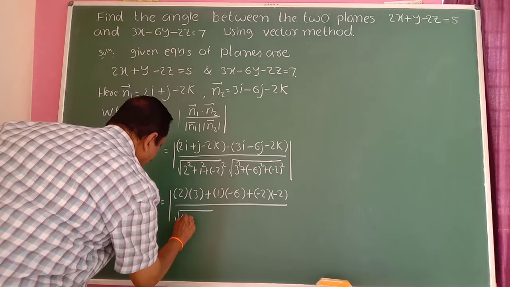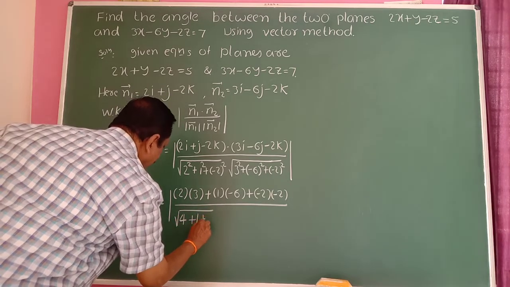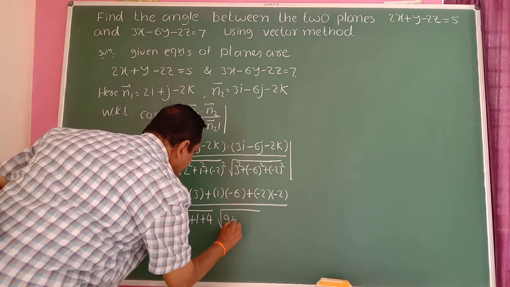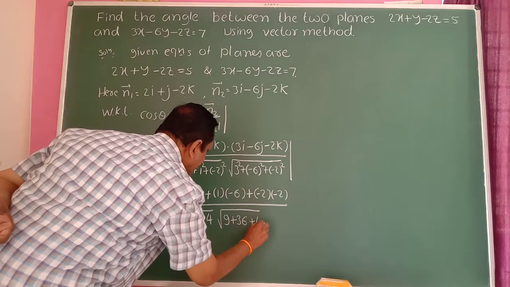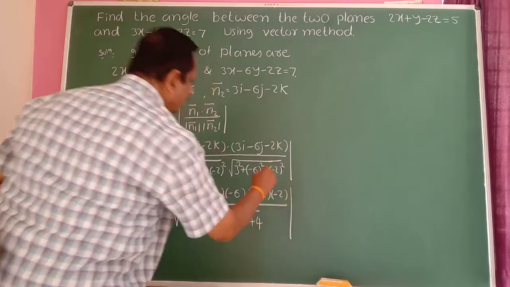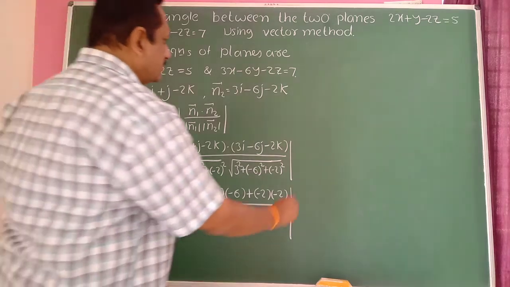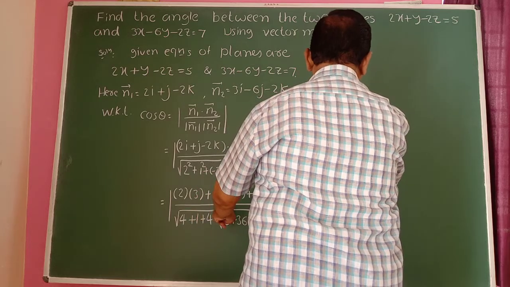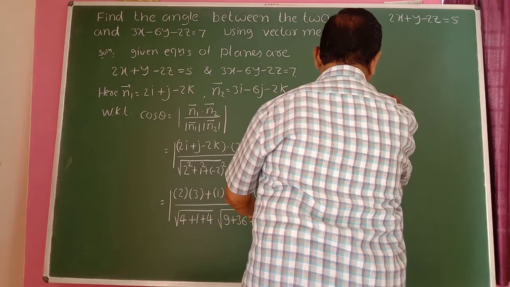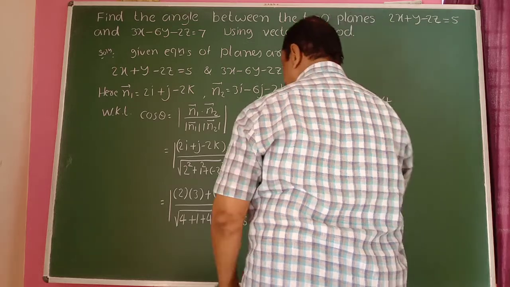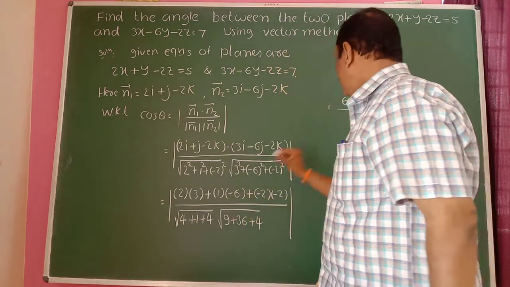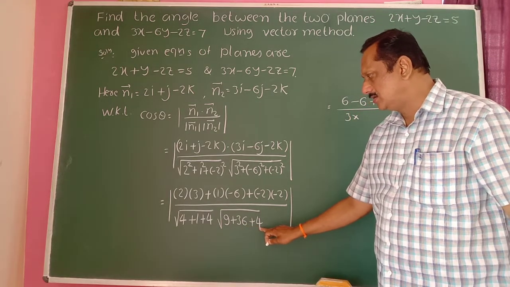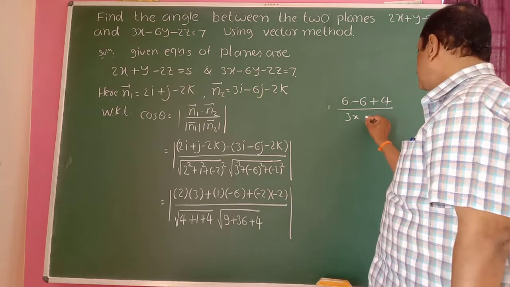2 square is 4, 1 square is 1 here. Again 2 square is 4. Then root of 3 square is 9 here, 6 square is 36 and 2 square is 4 here. Bracket number is complete here. Therefore this is equal to 3 2s are 6, then minus of 6 here, and 2 2s are 4 plus 4, divided by 4 plus 4 is 8 plus 1 is 9. Square root of 9 is 3 here, into 36 plus 4 is 40 plus 9 is 49. Square root of 49 is 7 here.